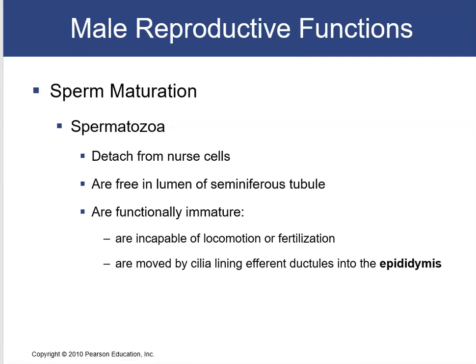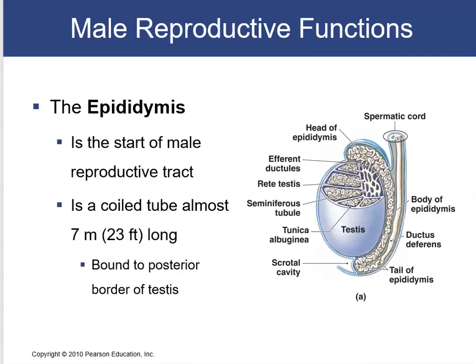They are moved along by cilia that line the efferent ductules into the epididymis. They cannot move on their own, so they have to be pushed along using the cilia. Our next structure is the epididymis. This is the start of the male reproductive tract, or the various tracts that are going to move the sperm. This is a coiled tube roughly 7 meters in length that is bound to the posterior border of the testes. So we see it here coming around the posterior portion of the testes.